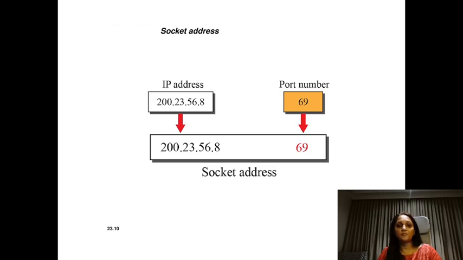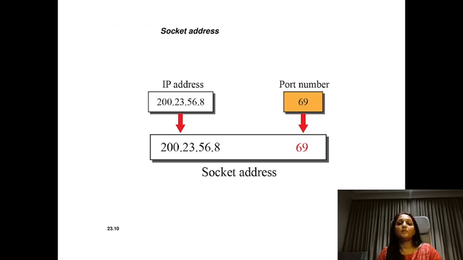So you can see this diagram. Socket address: one IP address is given and the port number is given. So what is the IP address? 200.23.56.8, and what is the port number? It is 69. This IP address belongs to one of the classes, that is class A, class B, class C, class D, or class E. You can just find out. We already discussed the ranges of those classes. This is port number 69, right? So you can say the socket address is the combination, or merging, of IP address and port number.